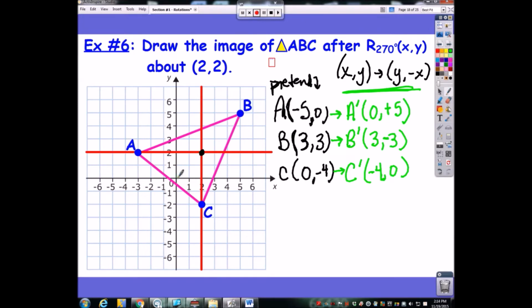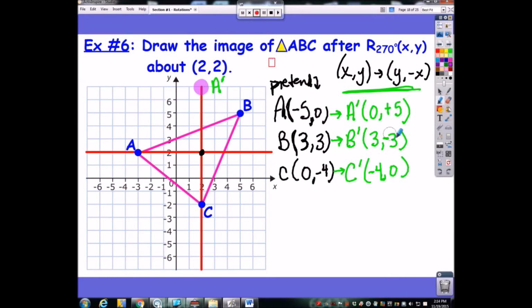If you go back and use the real 0, 0, this is not going to work out. So now, going to our pretend 0, 0, first I need to find 0, 5. Again, we start at the 2, 2, and we move over nothing left or right, but we go up 5. 1, 2, 3, 4, 5. So right here, this is A prime.